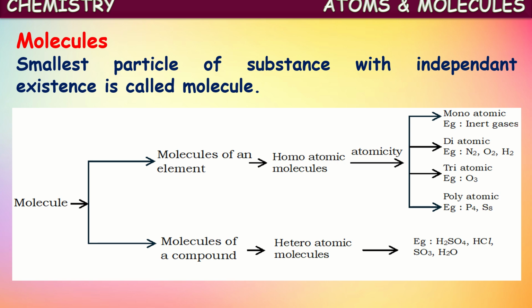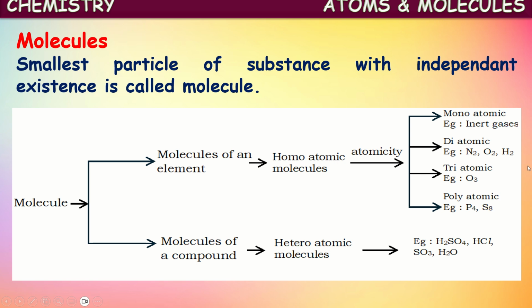It means two atoms combining together form the molecule. Such kinds of molecules are called diatomic molecules. Example, N2. N2 means two atoms of nitrogen combining together and independently existing as a nitrogen molecule. O2 means two atoms of oxygen combining together and giving rise to an O2 molecule. Two atoms of hydrogen combining together give rise to an H2 molecule.